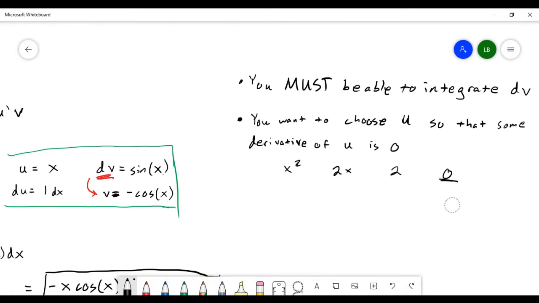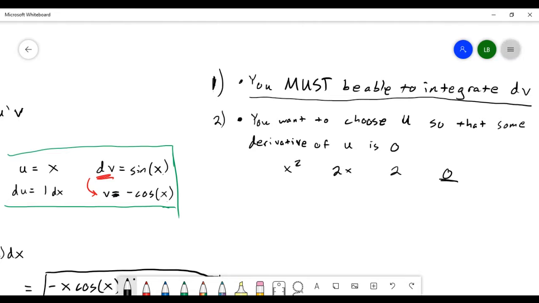But one thing to remember is this is first priority, this is second priority. So you always have to make sure you can integrate dv. And if you can choose a dv that you can integrate, then you want to look at choosing a u so that the derivative goes to 0.